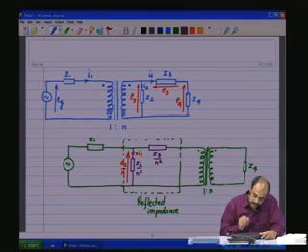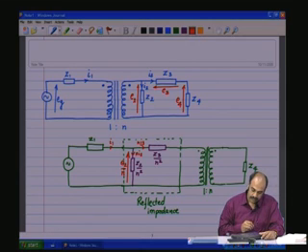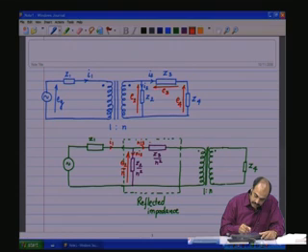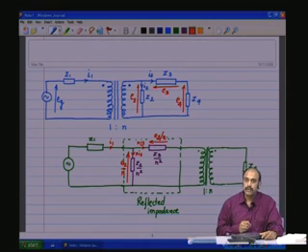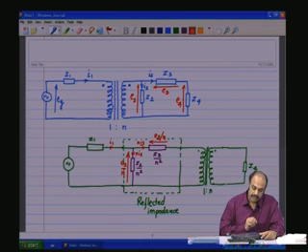Now, the current through Z3 was I3, and reflected onto the primary side, the current through this should be nI3. This still remains I1. The voltage across Z3 was E3, and reflected onto the primary side, it is E3 by n. Every parameter associated with Z3 is reflected in this manner.